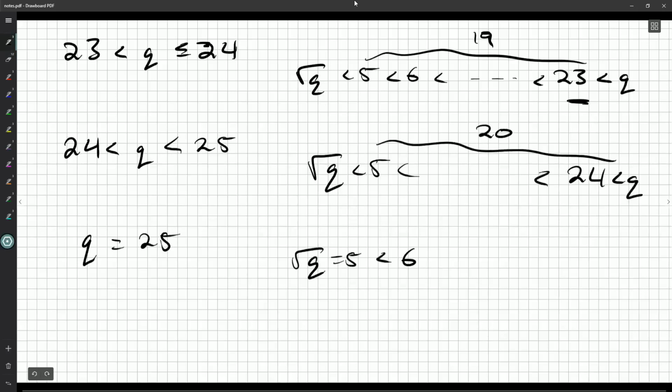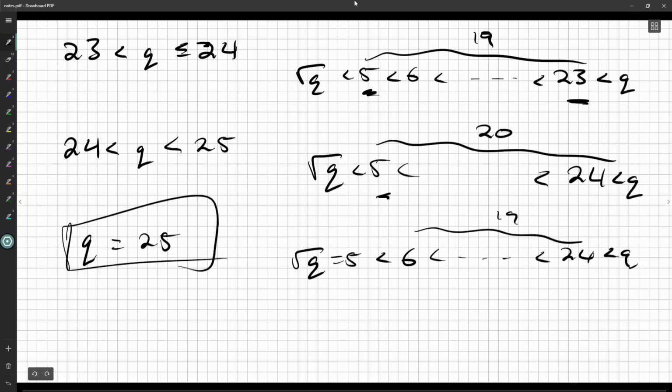So the next smallest integer is 6. And so that sort of eliminates the new number that we've gained, and we're back to 19. So Q can be 25, or it can be bigger than 23, less than or equal to 24. And this will all work out. Okay, and then now we have to deal with the fractional values of Q. What fractions are in this range?